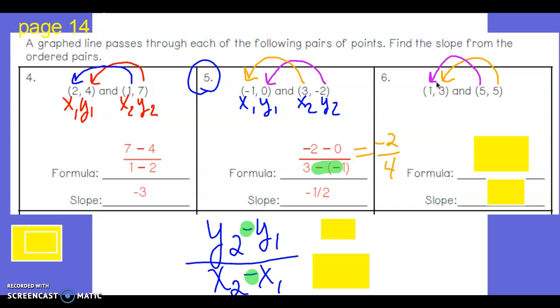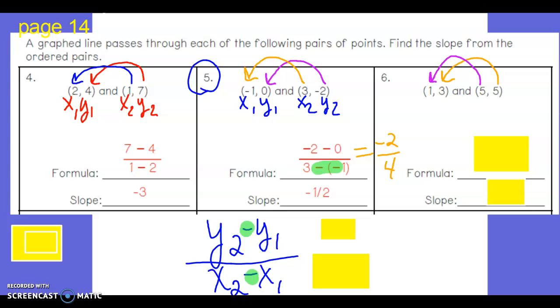So be consistent. If you go right to left in your subtraction on the y's, you must go right to left in your subtraction on the x's. You could do it the opposite. You could go left to right, left to right, but just as long as you're doing it the same direction, either way, you'll get the same answer.